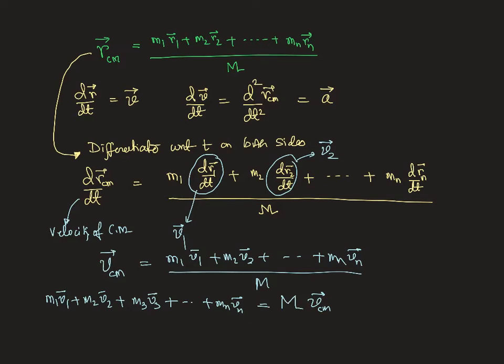So this is equal to the total linear momentum of the system, that is the sum of the linear momenta of all the particles. That means with respect to this calculation of linear momentum, center of mass represents the whole system, right? Center of mass represents the whole system.